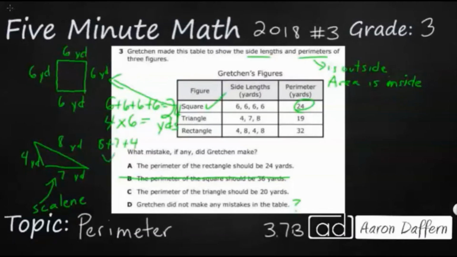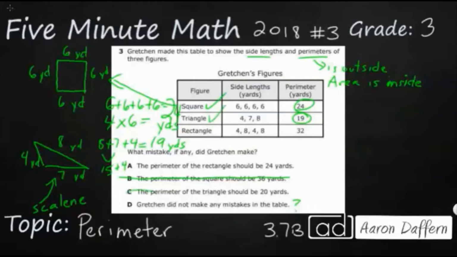So the 8 and 7 is going to be 15. Add the 4, so that's going to make 19 yards. And that looks like it works just fine. So we've got 19 yards. So the triangle looks okay.